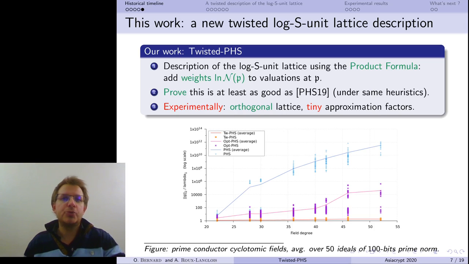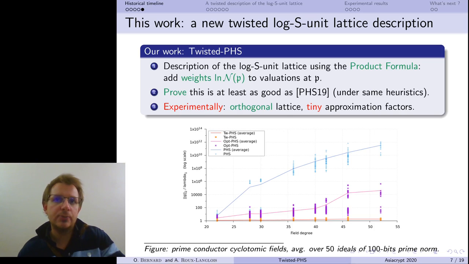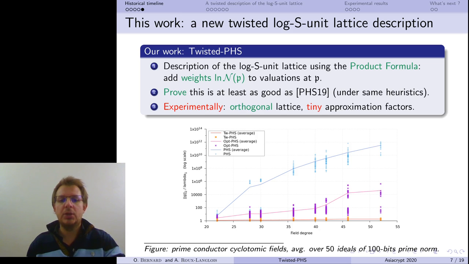In our work, we propose a twisted version of the PHS algorithm, and we formalized the use of the log-S-unit lattice, and we proposed a new description using the product formula. And this basically comes down to adding weights, log norm P, to valuations at finite places. And this is quantifying the fact that when you use S-units which involve big norm prime ideals, this costs you more in the approximation factor than when you are using S-units that involve smaller ideals.